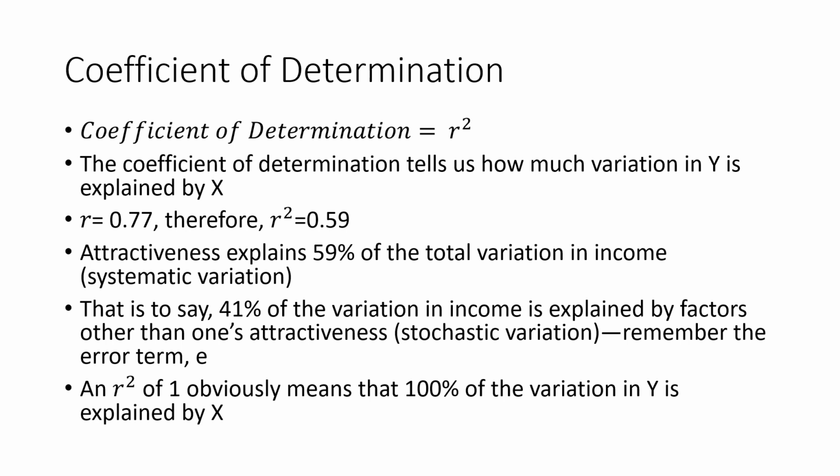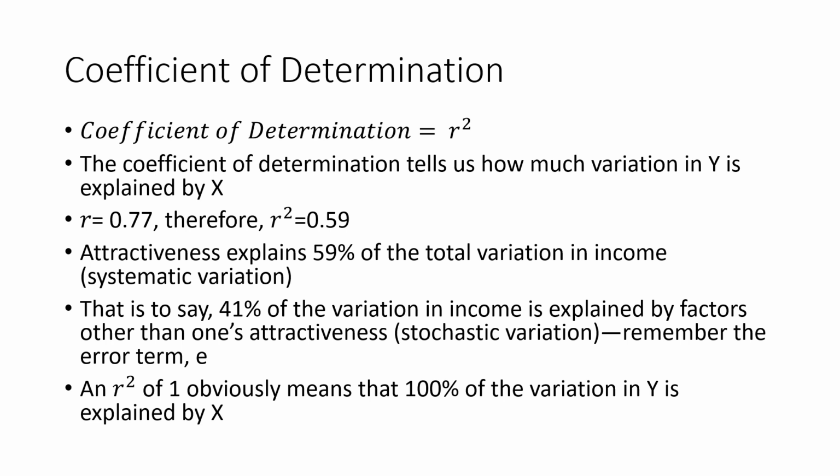In the case of our example, our r equals 0.77. If you square 0.77, you get an r squared of 0.59. So how do you interpret that 0.59? What you do is you turn that into a percentage. So 0.59 multiplied by 100 gives you 59%. And what that means is that perceived attractiveness explains 59% of the total variation in income, right? So we refer to this as systematic variation, variation that is explained by our independent variable.